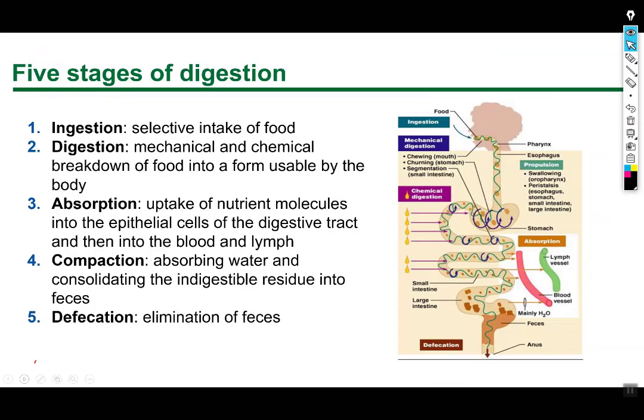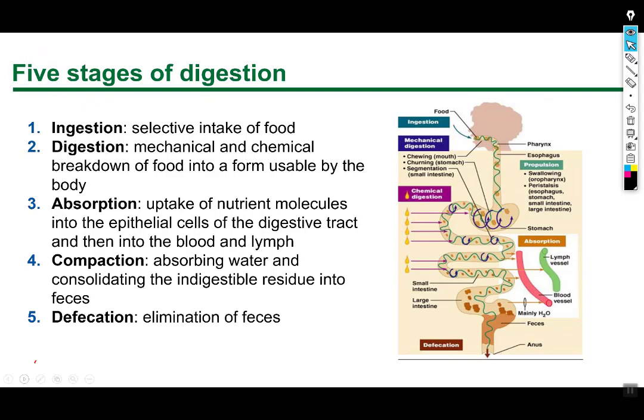So the five stages of digestion are as follows. We've got ingestion, which is the selective intake of food. That's just a fancy way of saying you don't eat just anything. You eat things that are, A, possible to eat without dying, and B, which provide you with nutrients in order to stay alive.